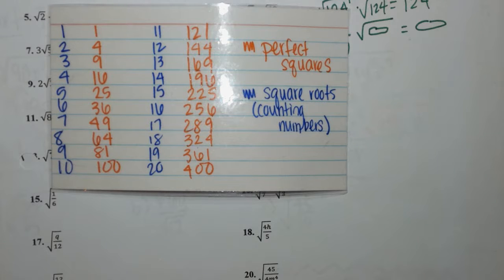Don't you break one down and put it outside? No, the square root of 81 is 9. It's a perfect square, so you just leave it. It's 9.